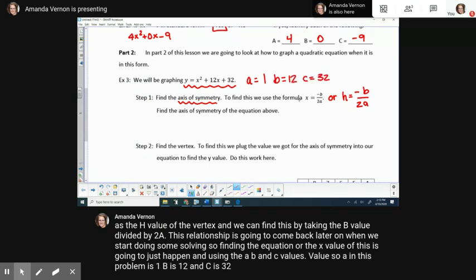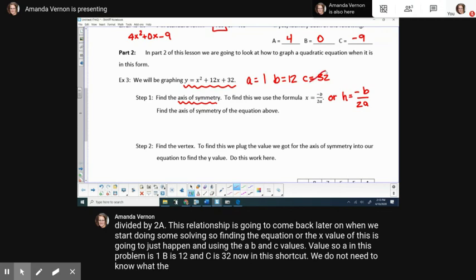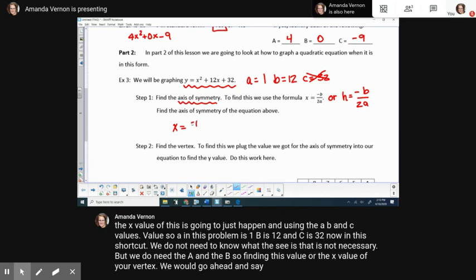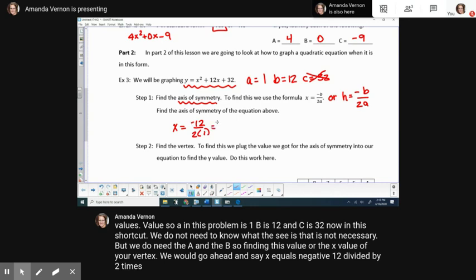Now in this shortcut, we do not need to know what the c is. That is not necessary. But we do need the a and the b. So finding the x value of your vertex, we would go ahead and say x equals negative 12 divided by 2 times 1. Well, negative 12 divided by 2 is negative 6.